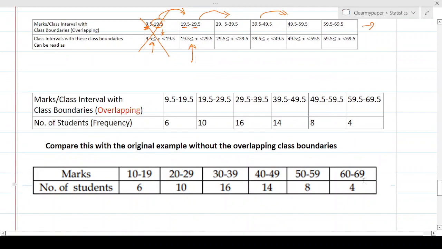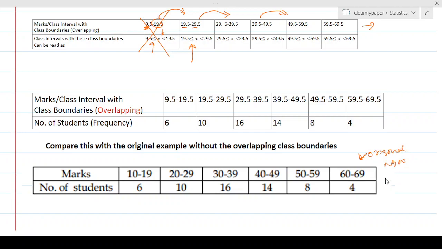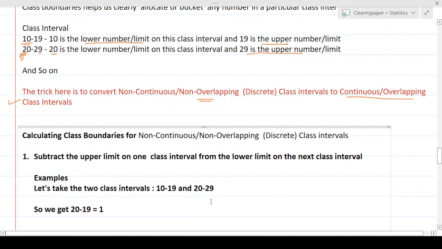Now let's compare. This is what we had originally, the non-overlapping one. This is the original given problem, non-overlapping, and this we have converted into an overlapping interval. In the non-overlapping, 6 students have got marks between 10 and 19, and since we have converted that into an overlapping interval, 6 students have got marks between 9.5 and 19.5. And this 0.5, we know how we calculated it. We just took the midpoint, the lower and upper boundary added and divided by 2. However you want to see it, you can see it. I have given the steps over here in the first step.